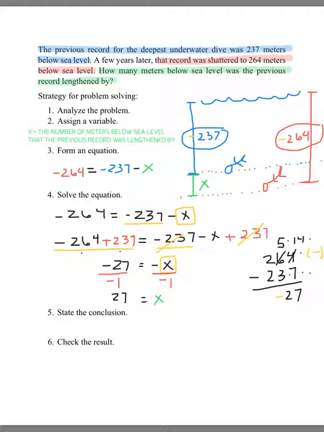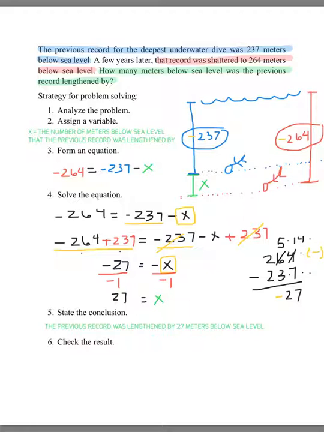Now let us go ahead and see our conclusion clearly. So the question was, how many meters below sea level was the previous record lengthened by? And therefore, we're going to state the previous record was lengthened by 27 meters below sea level. Again, simply the question reworded in the form of a statement. So now let us go ahead and check our result.